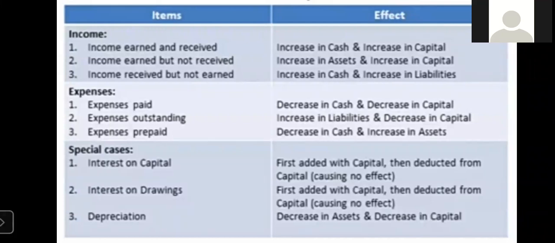Now the last is special cases. Interest on capital is first added to capital, then deducted from capital, causing no effect. Second, interest on drawings is first added to capital, then deducted from capital, causing no effect. The third is depreciation, decrease in assets and decrease in capital.